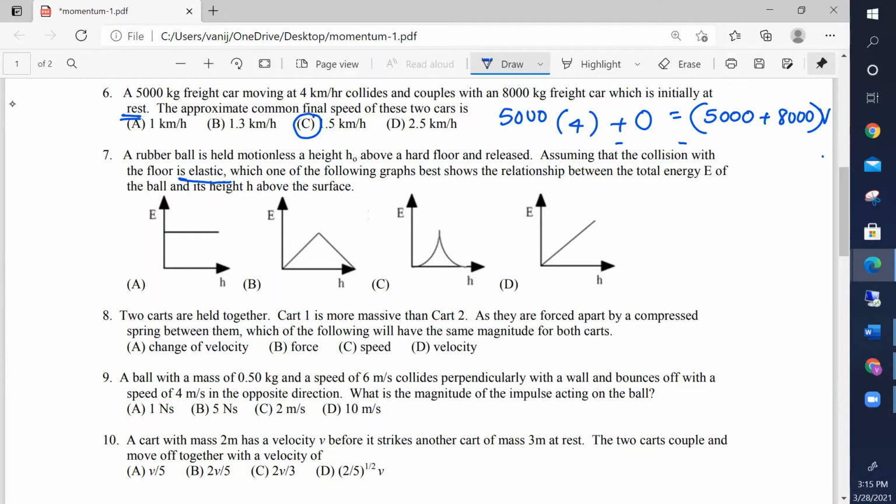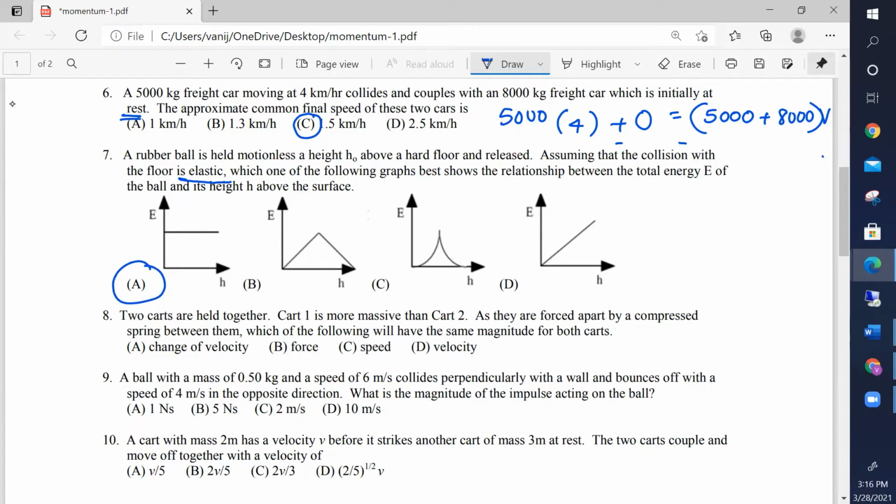Elastic, right? What is the main characteristic of elastic collision apart from the fact that momentum is conserved? Energy is conserved as well, right? Because it is an elastic collision, energy is conserved as well. So the total energy is going to remain constant. So the answer is A.